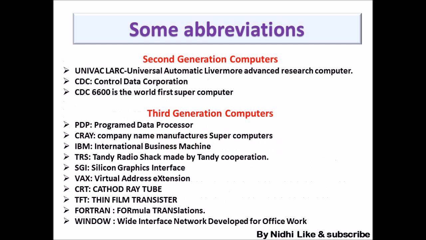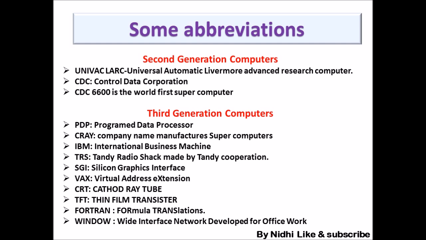Next are second generation computer names: UNIVAC and LARC. UNIVAC is the same thing, and LARC is an improvised form of it, the Livermore Advanced Research Computer. CDC is Control Data Corporation; CDC 6600 is the world's first supercomputer. Third generation computers: PDP, Program Data Processor. Cray is the company name, a manufacturer of supercomputers. IBM, International Business Machines. TRS, Tandy Radio Shack, made by Tandy Corporation.